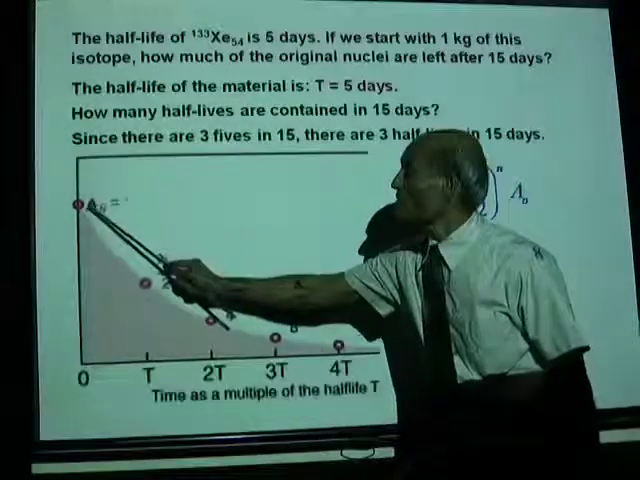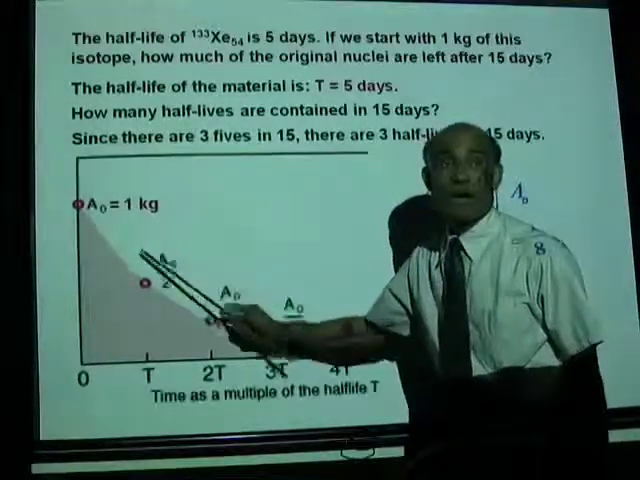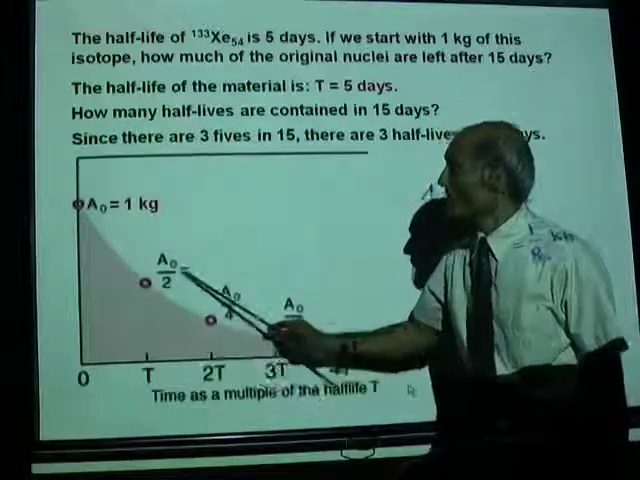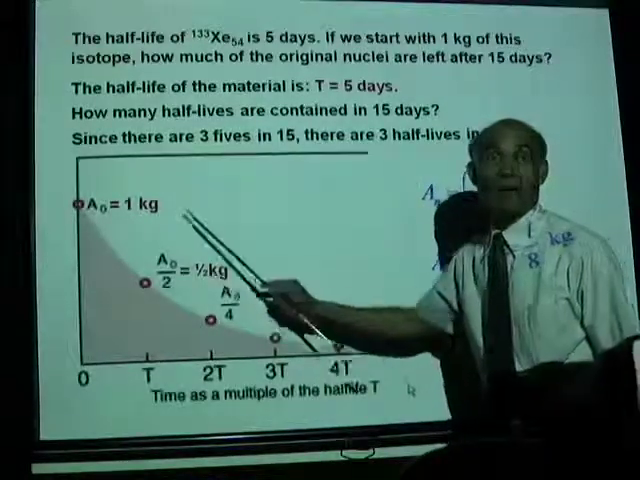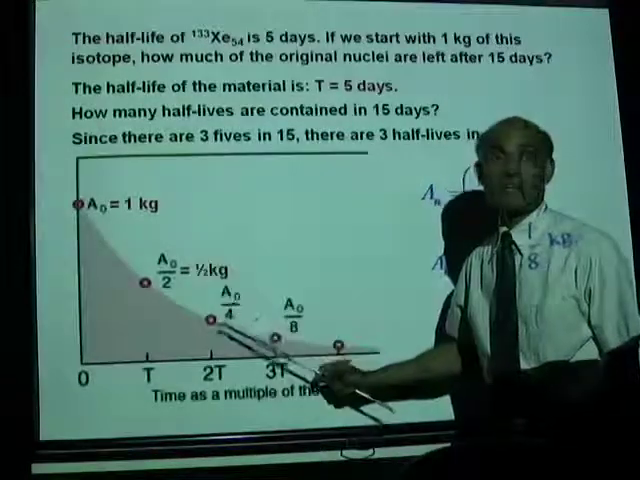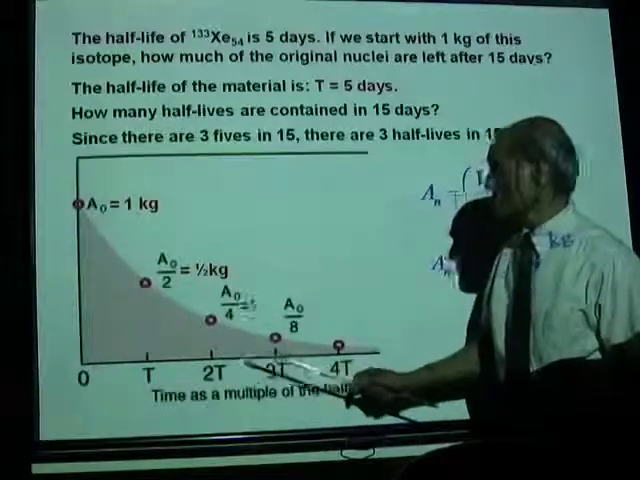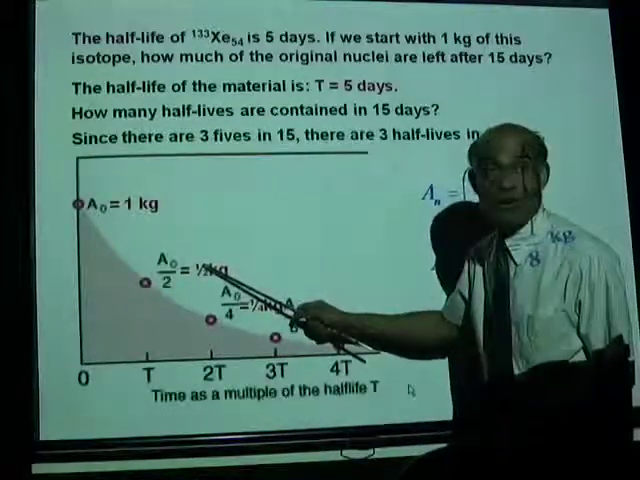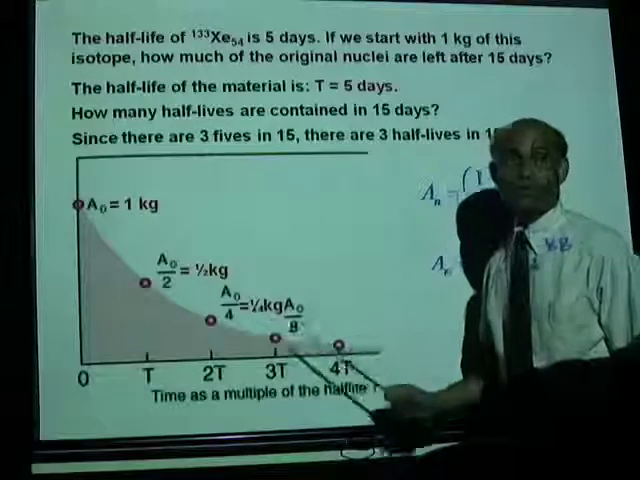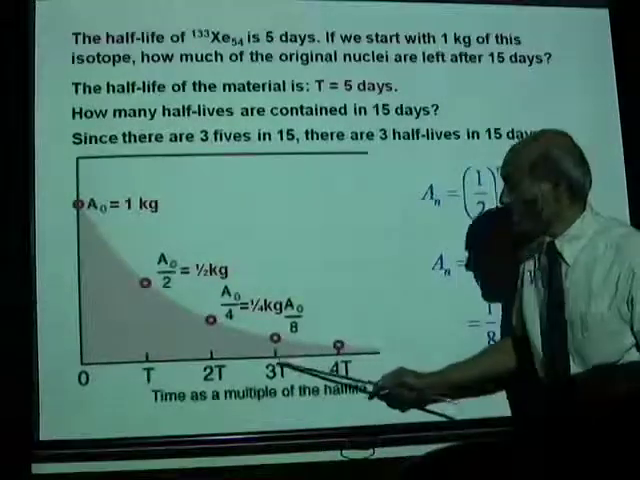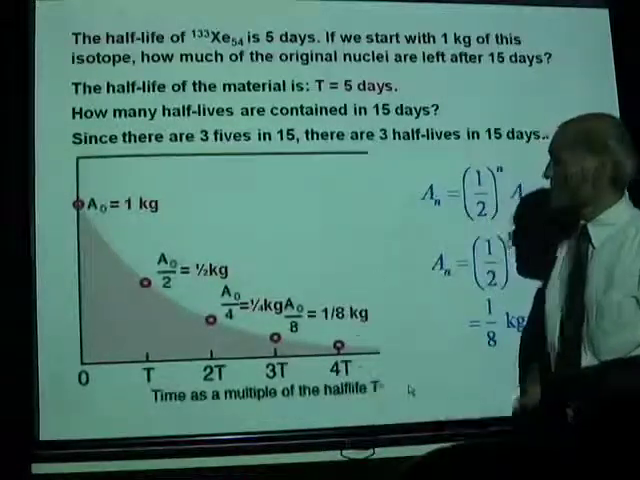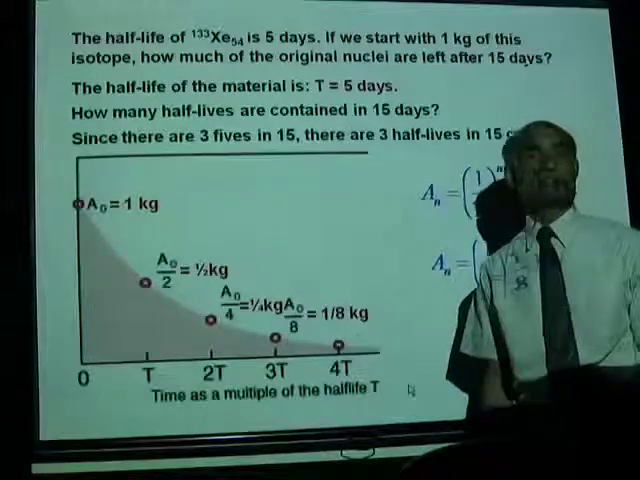So we start with 1 kilogram. After 1 half-life, 1/2 of that 1 kilogram is left. After 2 half-lives, 1/2 of 1/2, 1/4 of that is left. After 3 half-lives, you have 1/8 of a kilogram left.